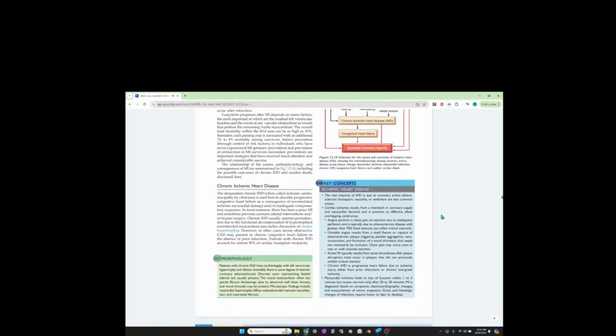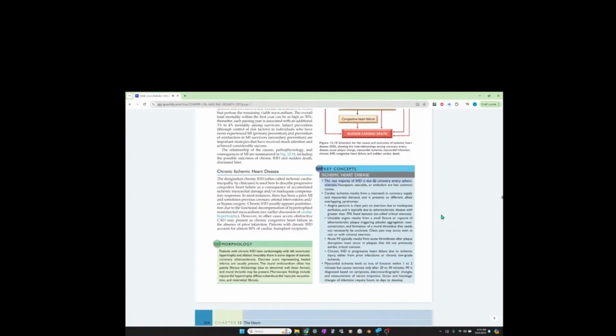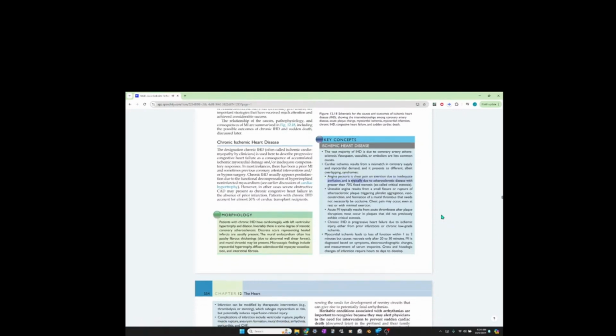Key concepts: ischemic heart disease. The vast majority of IHD is due to coronary artery atherosclerosis. Vasospasm, vasculitis, or embolism are less common. Causes: cardiac ischemia results from a mismatch in coronary supply and myocardial demand, and it presents as different, albeit overlapping, syndromes. Angina pectoris is chest pain on exertion due to inadequate perfusion, and is typically due to atherosclerotic disease with greater than 70% fixed stenosis.